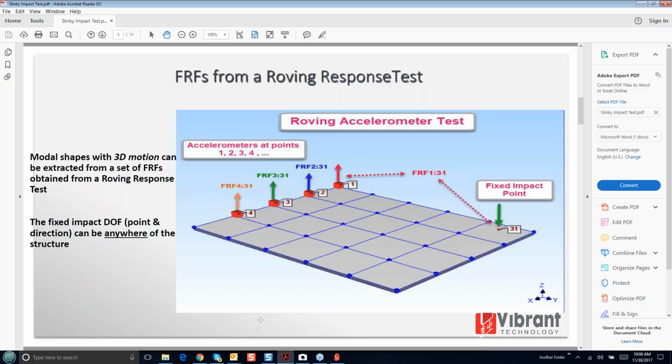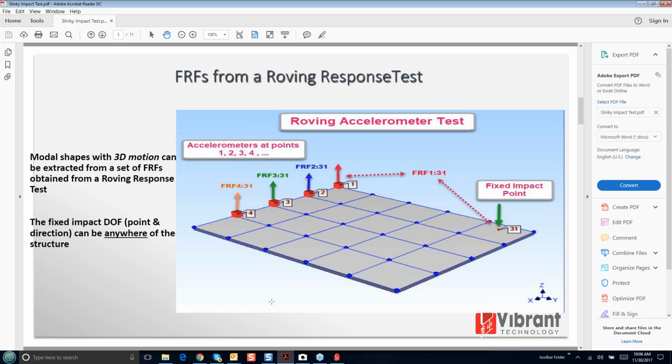Okay, so here is a slide of a roving accelerometer test. We talked about this back in our September webinar, so if you go and review that YouTube video, there's some more details about that. So I'm going to go through this rather quickly. This depicts a roving accelerometer test where I impact at a DOF of this plate.